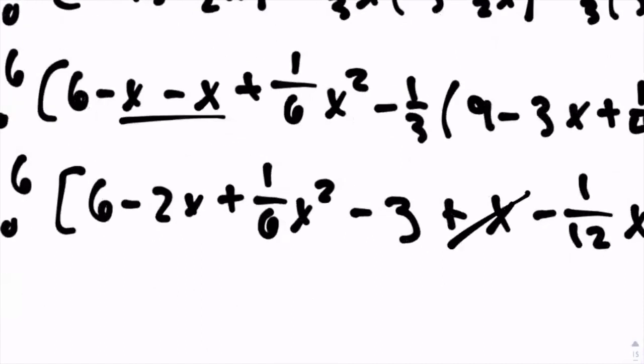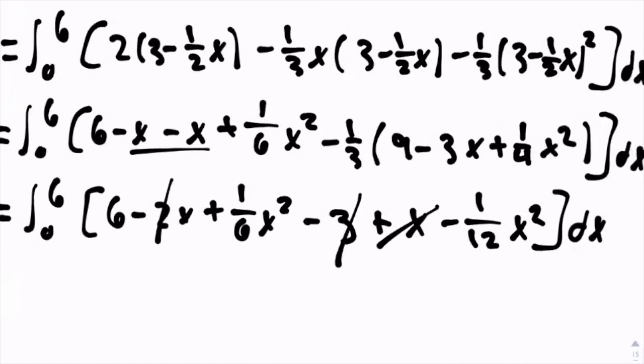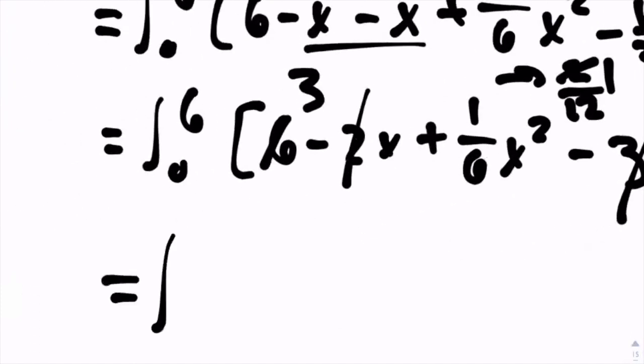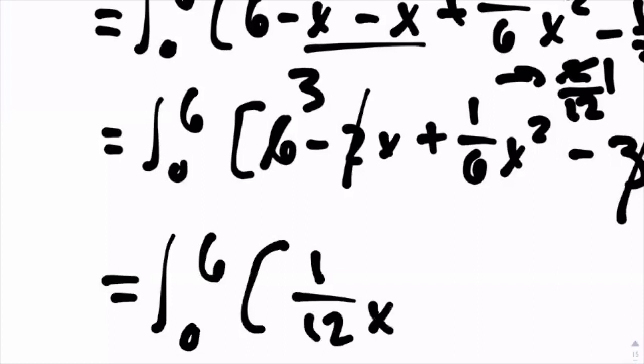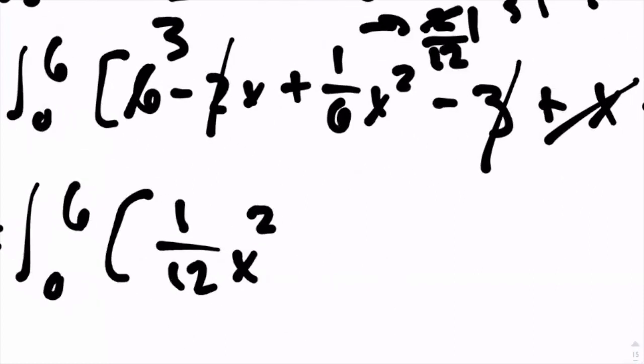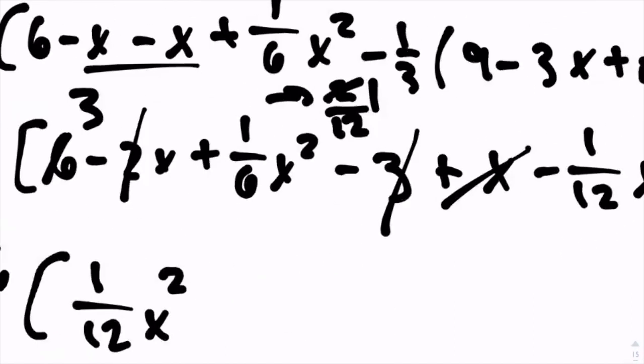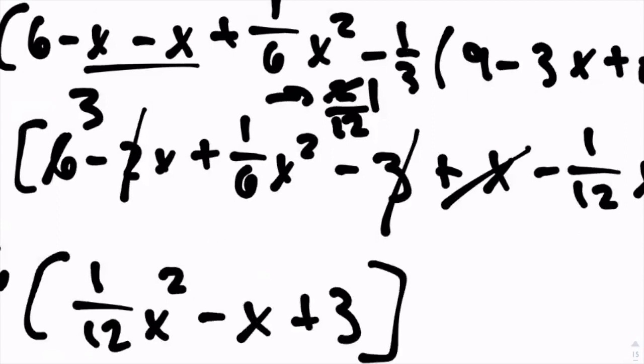We see that cancels out. This becomes 3. And adding these up, this is the equivalent of 2/12 x squared. So this would simply become 1/12 x squared. So simplifying that out, we get 1/12 x squared minus x plus 3 dx.